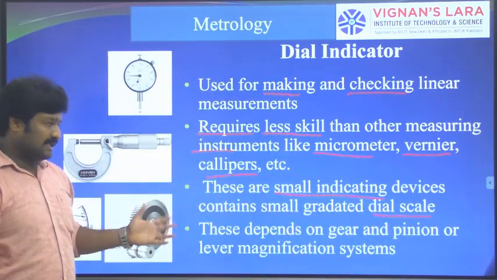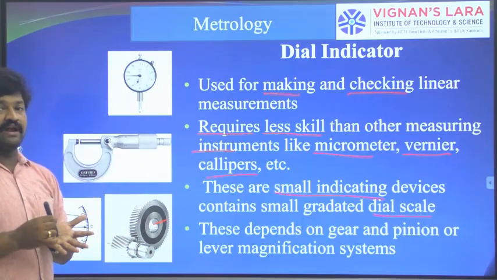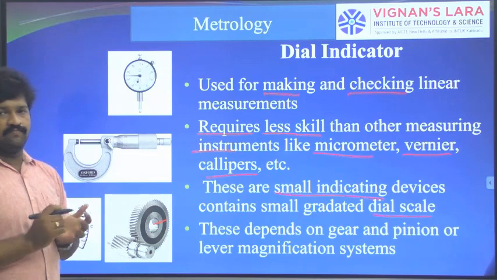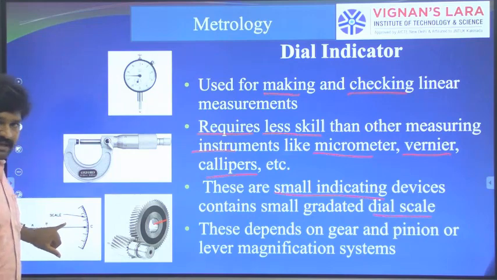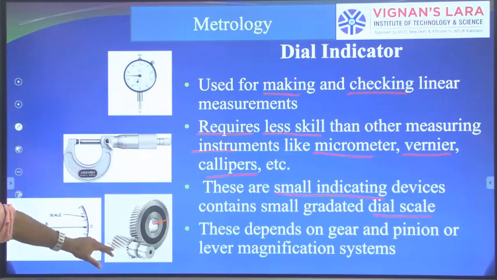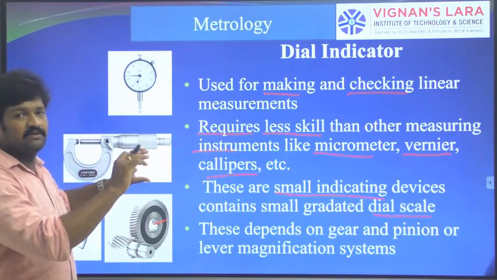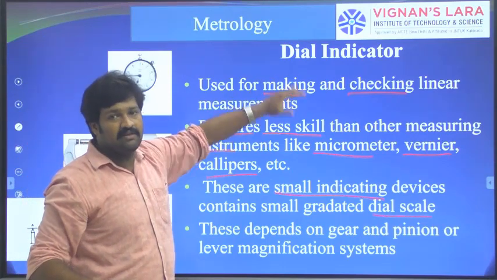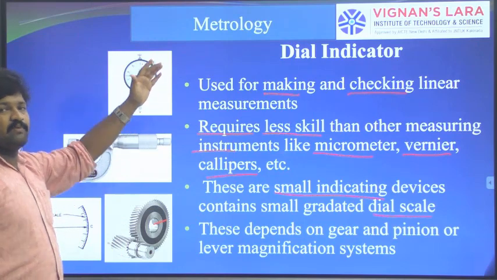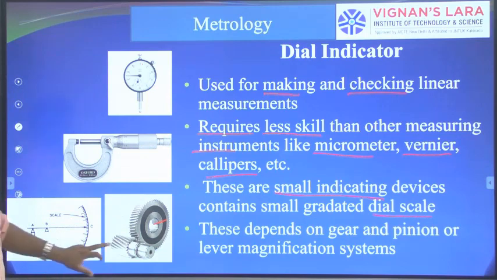This depends on gears as well as a lever magnification system. The dial indicator is used for identifying small deflections also. Those small deflections can be magnified by means of a lever mechanism or by means of gear and pinion mechanisms. By means of these mechanisms, the linear movement can be magnified. If the movement is 1 mm, this 1 mm can be magnified and we can observe the reading. So magnification is possible in this dial indicator.